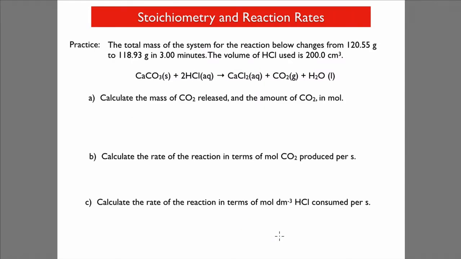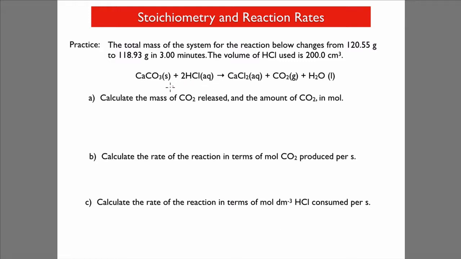Okay, another question. The total mass of the system for the reaction below changes from 120.55 grams to 118.93 grams in 3 minutes. The volume of HCl used is 200 centimeters cubed. So we've got calcium carbonate reacting with hydrochloric acid, giving us calcium chloride, carbon dioxide and water. We're going to calculate the mass of carbon dioxide released and the amount of carbon dioxide in moles.